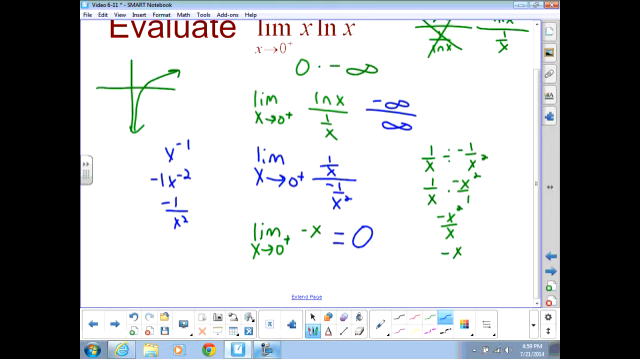So if you get a 0 times any type of infinity, put one of your functions in the denominator as 1 over that function. Sometimes you might have to be strategic. If you do that and you get stuck, go back and try doing the other function as the 1 over in the denominator.